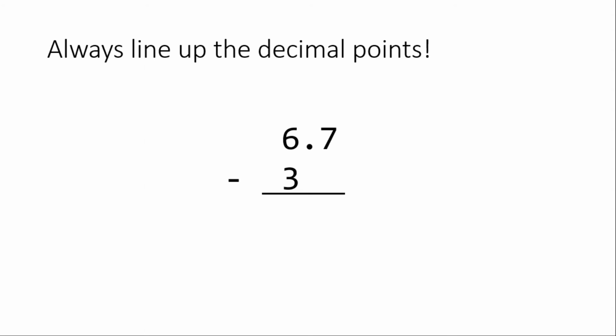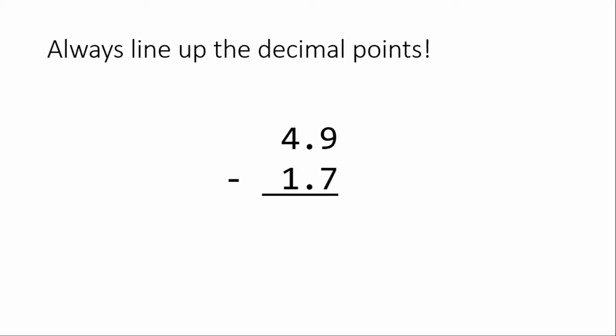Now I want you to try it. Press pause to try it out, press play to check your answer. Answer checking time. Decimal point is lined up, so we put 1 over there. And we subtract the tenths. 7 minus nothing is still 7. 6 minus 3 is 3.